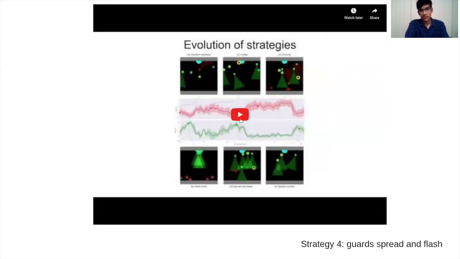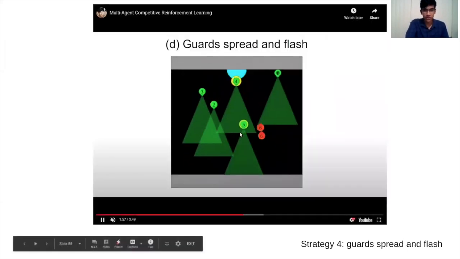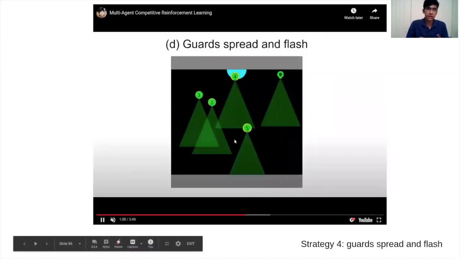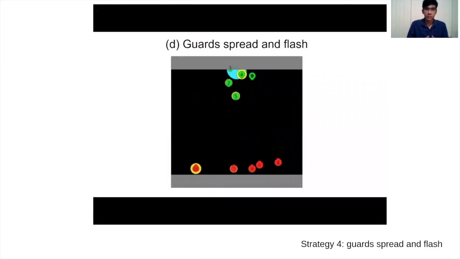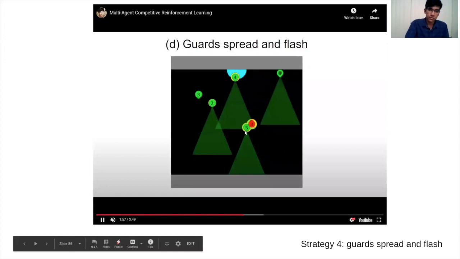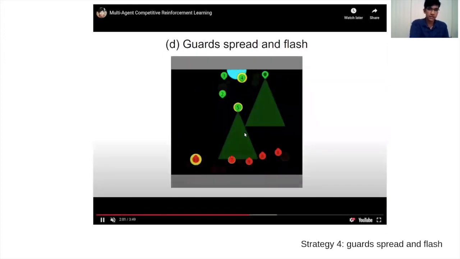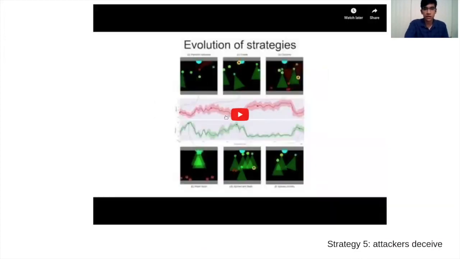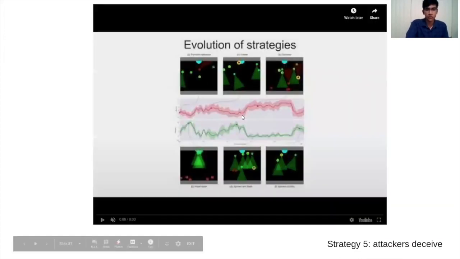So now it's getting more challenging for the guards. They learn to spread out and kill all the attackers. So they prevent attackers from sneaking in. They spread out and kill all the attackers. Now at this stage, it's extremely difficult for attackers. So they learn the strategy of deception.